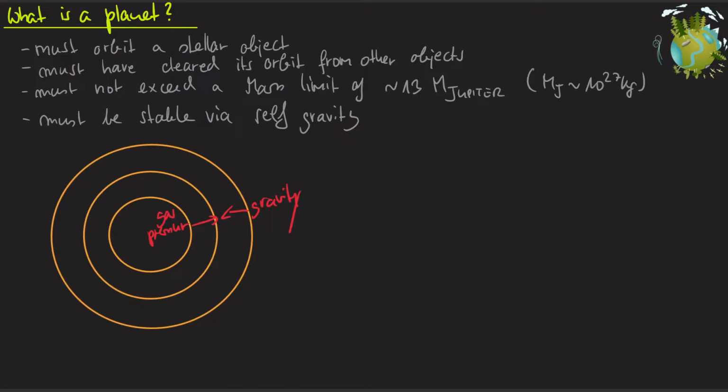So if all these 4 points are met, it's a planet. Pluto lost the status as a planet because it did not clear its neighborhood. So it's your goddamn own fault, Pluto.